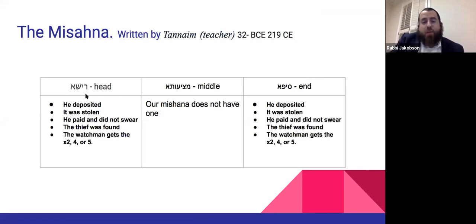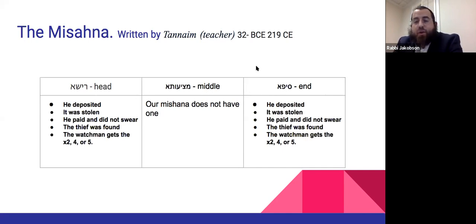Whenever you learn a Mishnah, well, not always, but almost always you have a Reisha and a Seifa. A Reisha is the head, the beginning. A Seifa is the end, so any Mishnah that's made up of two rules, the first one's called the Reisha and the second one is called the Seifa. I put this in here, although our Mishnah doesn't have one: there is also a Mitziusa. Some Mishnahs are compiled of three cases or three details, so that would be a Mitziusa, a middle case.